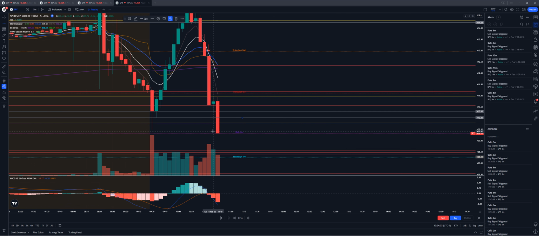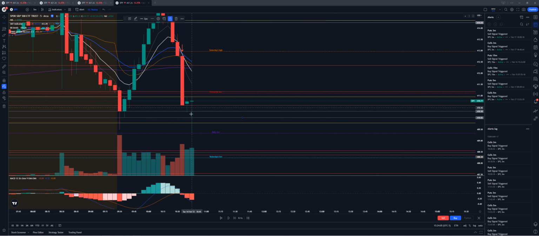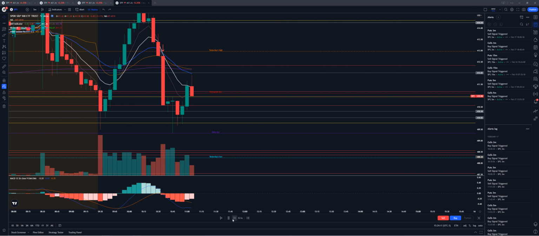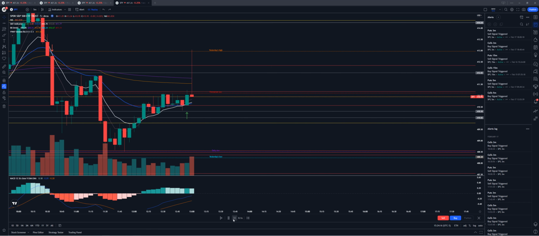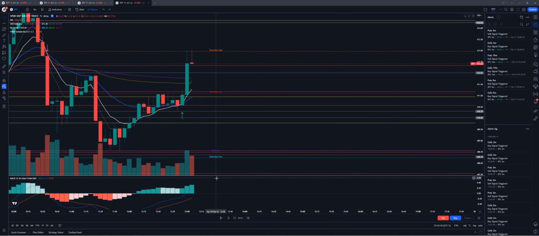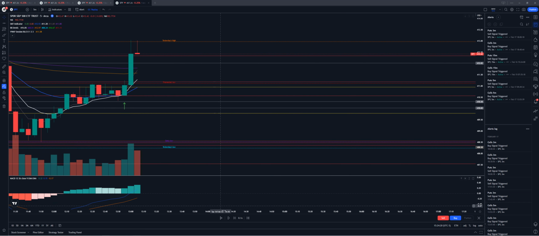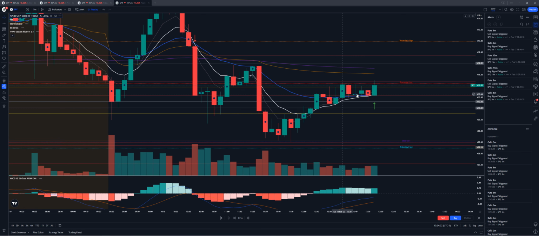Boom, look at that. Beautiful. Went through all those targets and even made a new daily low. So again, great signal. Look at that. Here we go. Buy signal, right? So we get a buy signal right here.